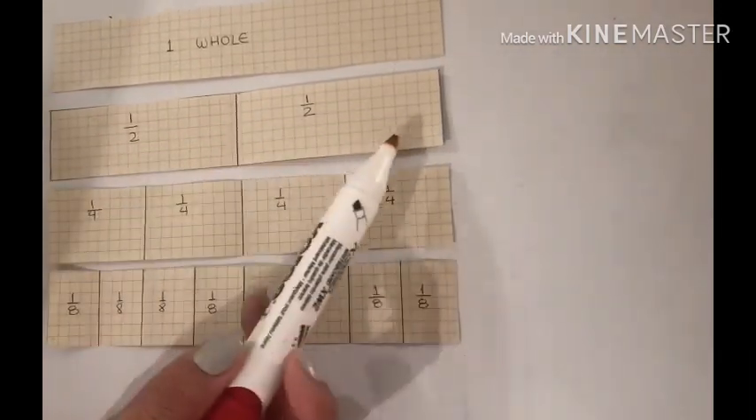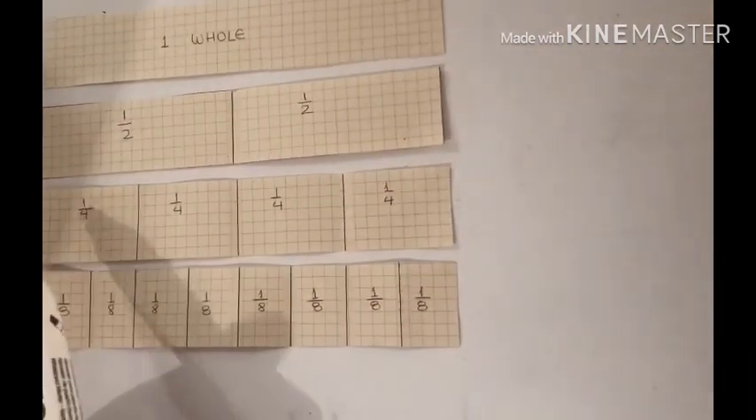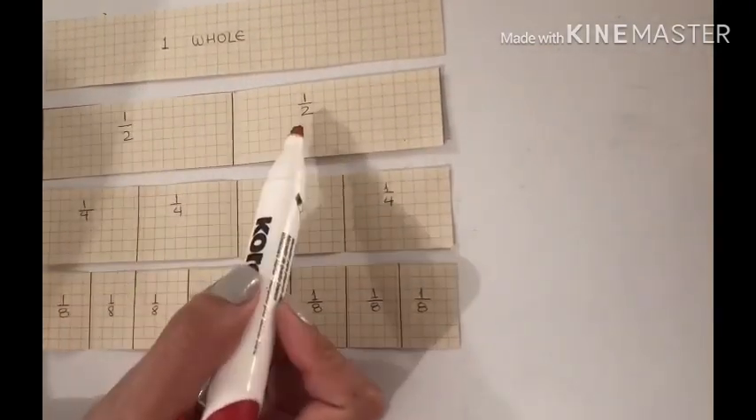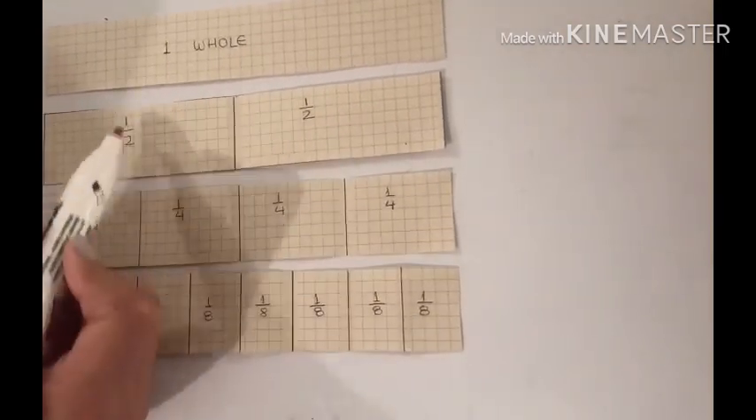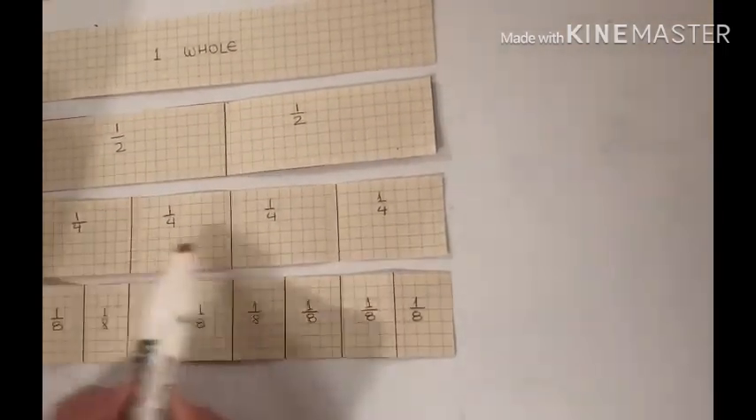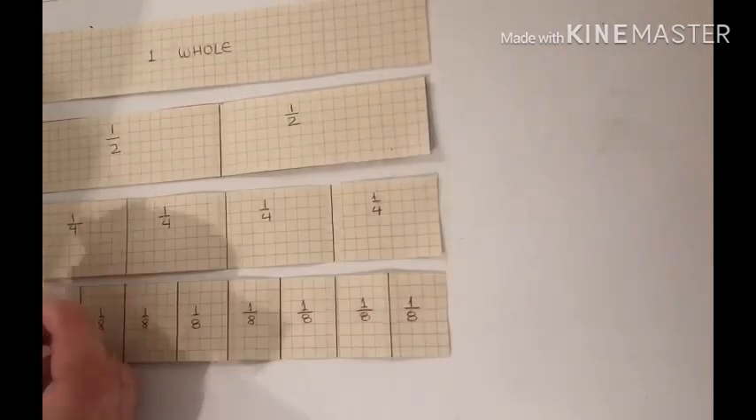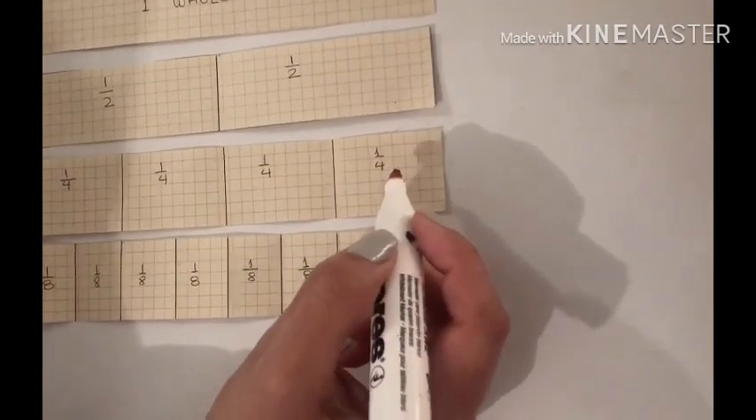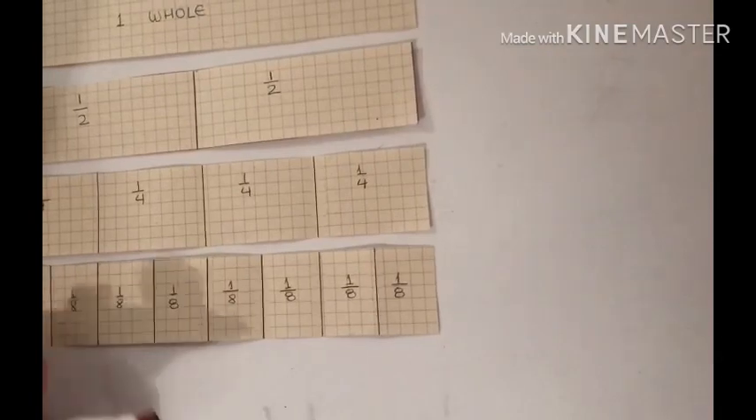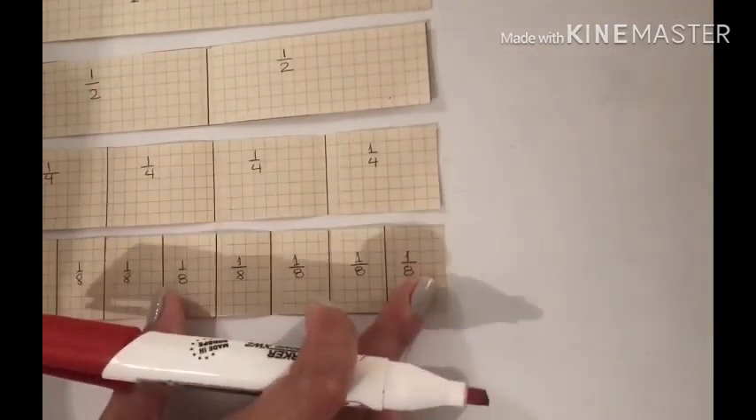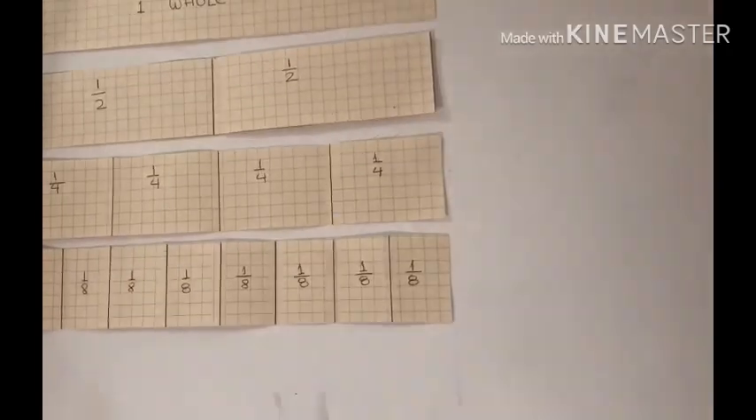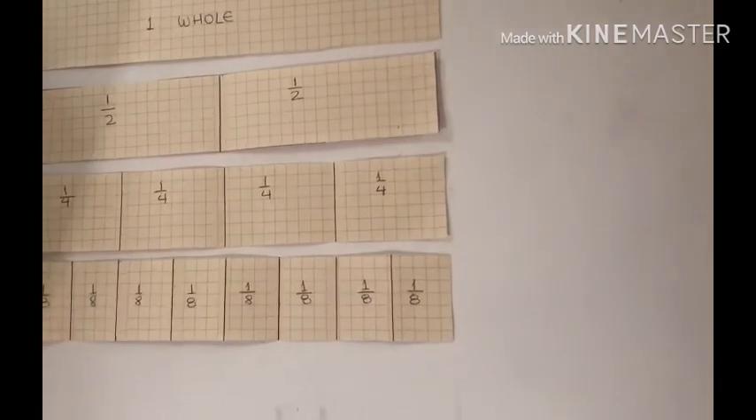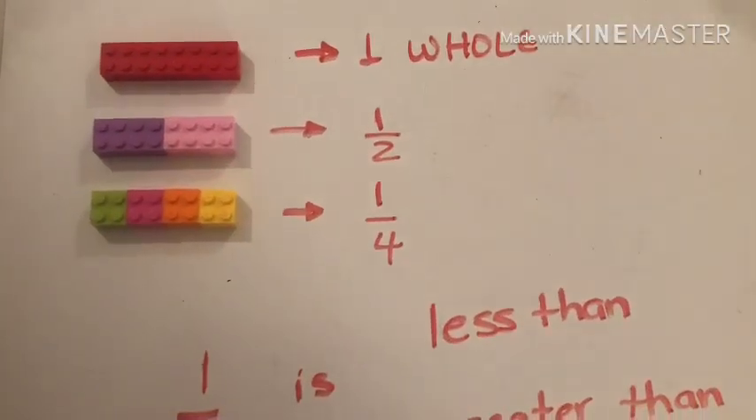In the second strip, which is exactly the same size, I have partitioned my strip into 2 pieces. So each piece, each equal share, represents 1/2, right? In the third strip, I have partitioned my whole into 1, 2, 3, 4 equal shares. And in the fourth strip, I partitioned my whole, which is the same size as the first one, into 1, 2, 3, 4, 5, 6, 7, 8 equal parts. Okay, now there is something else I want to show you.